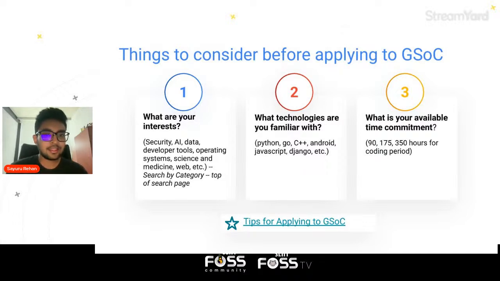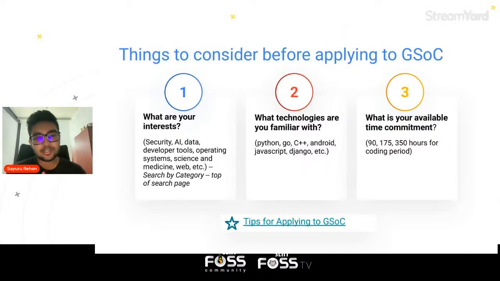So what are the things you need to consider before applying to GSOC? The first thing to keep in mind is what you're interested in. With all the hype around AI and cybersecurity and data, you might be interested in that, and that's okay. That's the main thing you can focus on. If you're interested in AI, you can look for projects and organizations that do open source development in those areas, maybe machine learning, maybe data engineering, all those sorts of things. So you can select an organization that focuses on your area of interest.